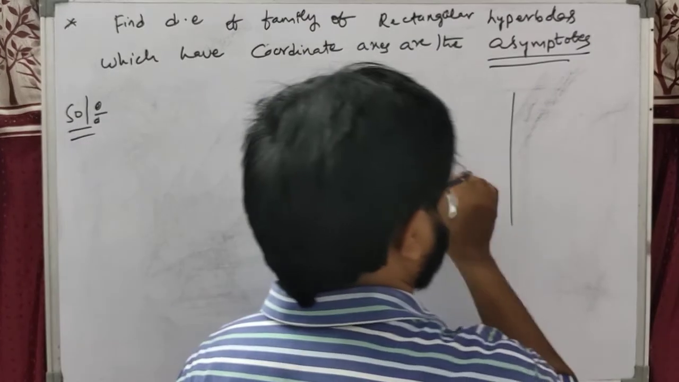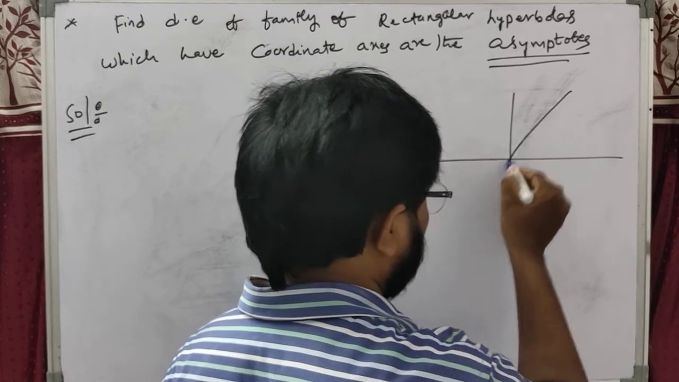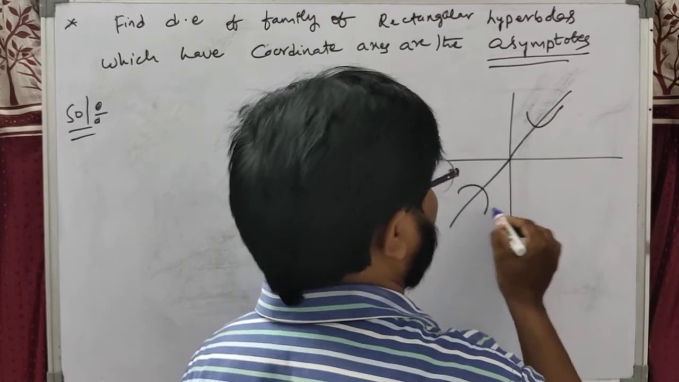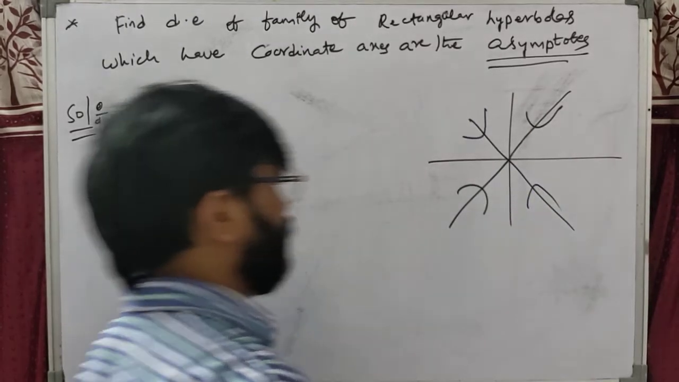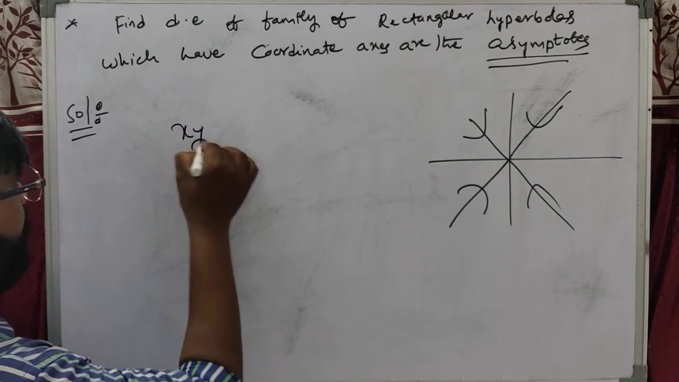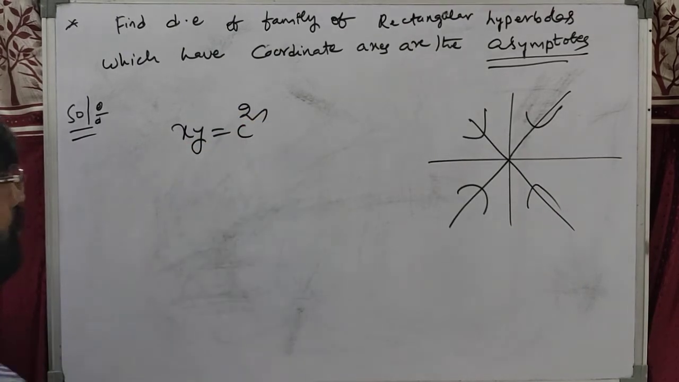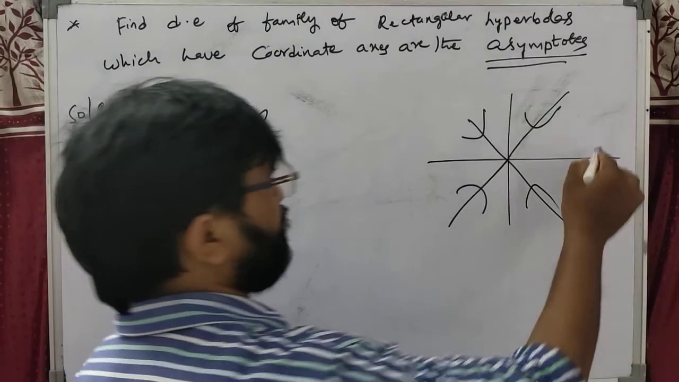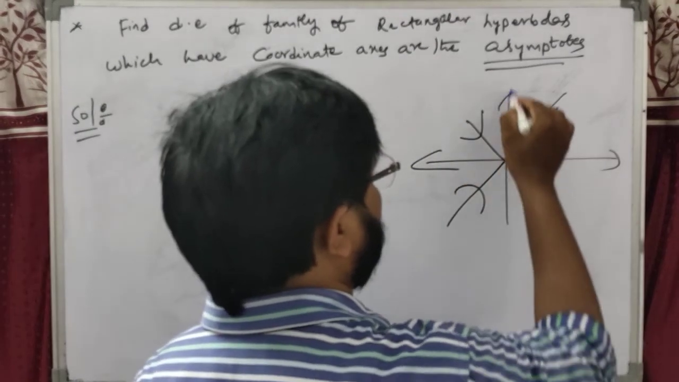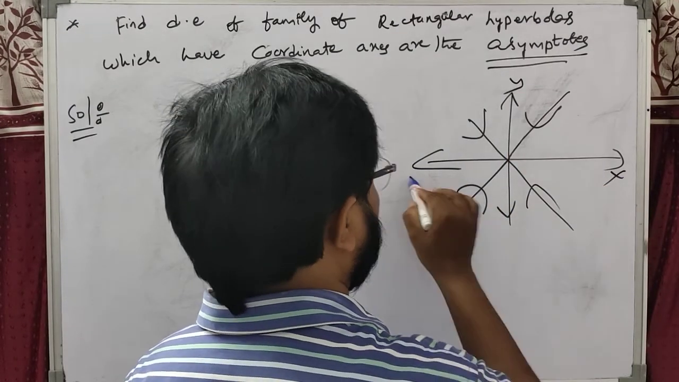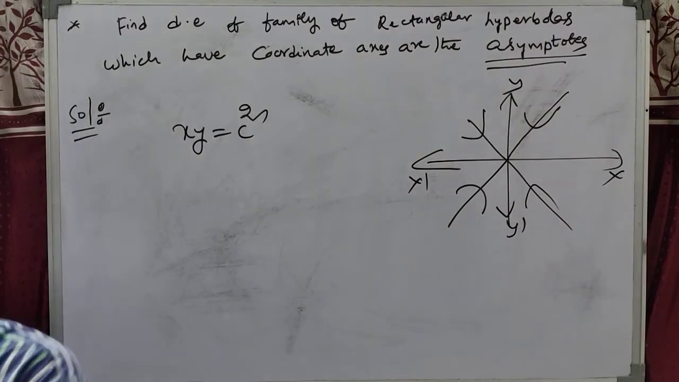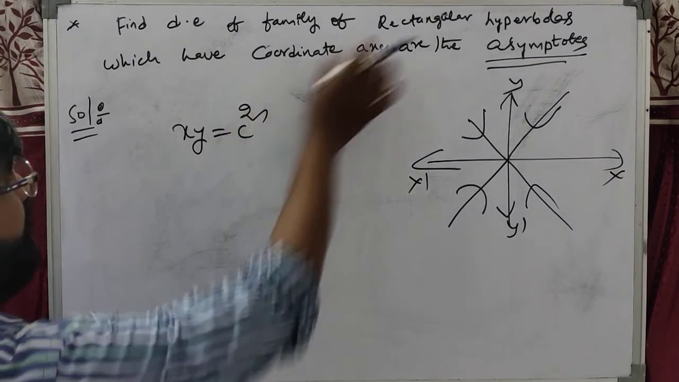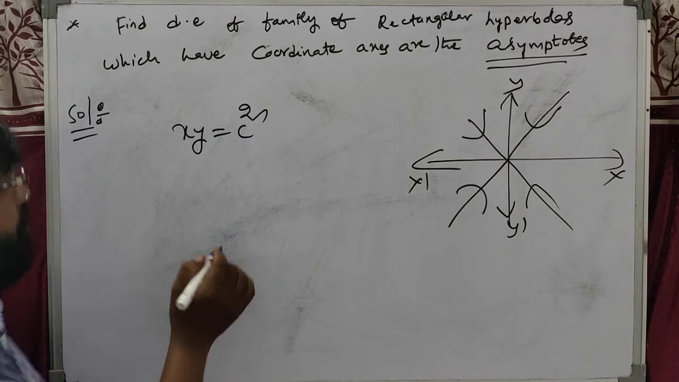Dear students, in the hyperbola you will learn about the rectangular hyperbola. This is called the rectangular hyperbola. Its equation is xy equal to c square. Its asymptotes are the coordinate axes, the x and x dash, y and y dash. Therefore the coordinate axes are the asymptotes of only the rectangular hyperbola. The equation of the rectangular hyperbola is xy equal to c square.